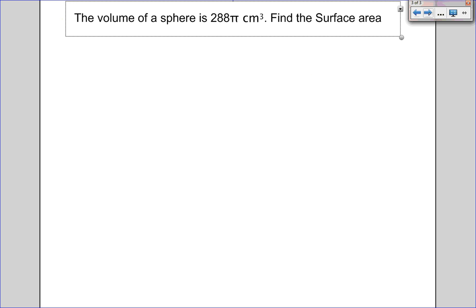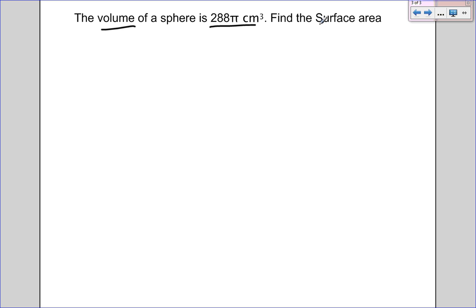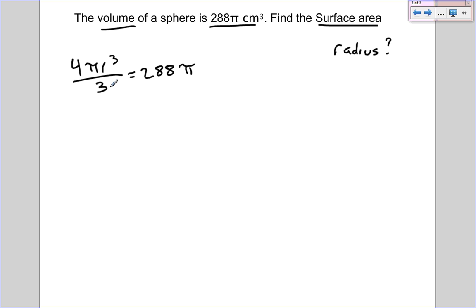Alright, finally, let's look at one more problem where we have to work backwards. In this case, I'm giving you the volume of the sphere, and I want to know the surface area. So I need to find out what is the radius. So volume is 4 pi r cubed divided by 3, and that's going to equal 288 pi in this case. So to solve this, we got to get rid of 3 first, so we move it on over. So 3 times 288 is 864. So 4 pi r cubed equals 864 pi.